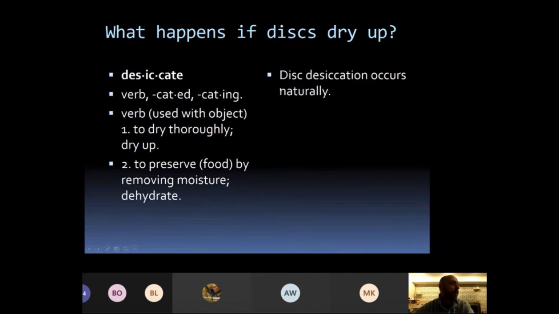All right. And so I think we already alluded to this here. This is not a medical term per se. To desiccate is to dry up, whether you're preserving beef jerky or drying mushrooms, or it's happening in our bodies. So as we age, we naturally tend to desiccate, right? Our bodies don't hold on to water as much.